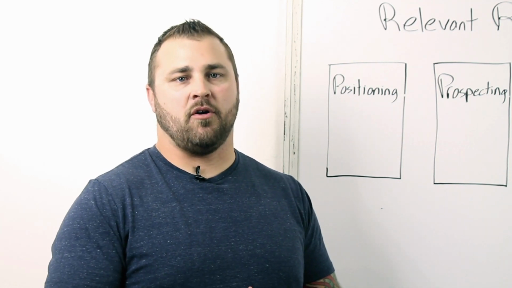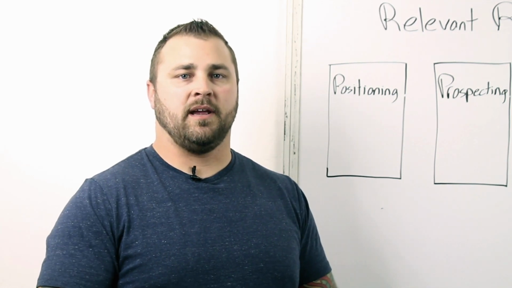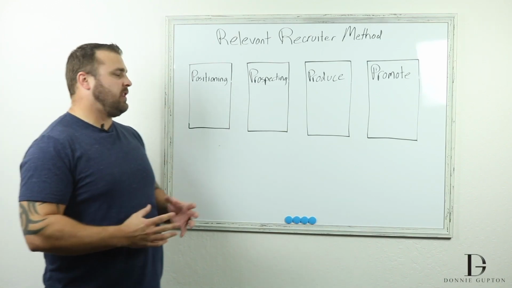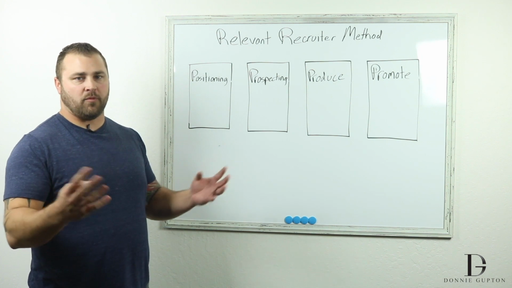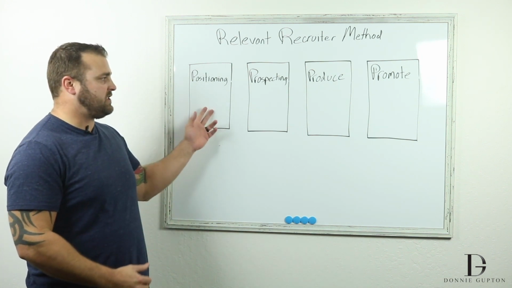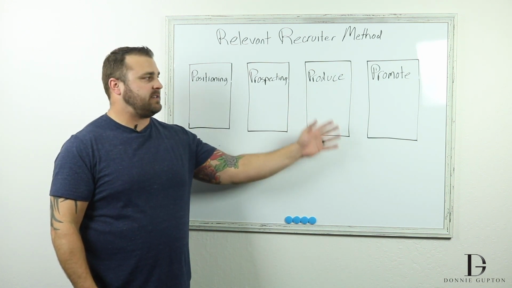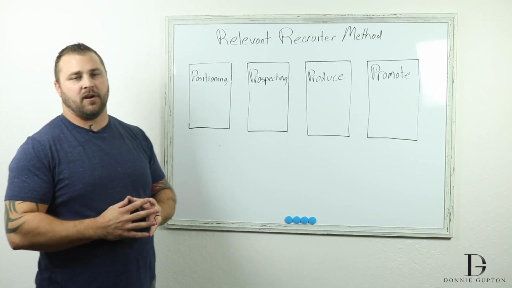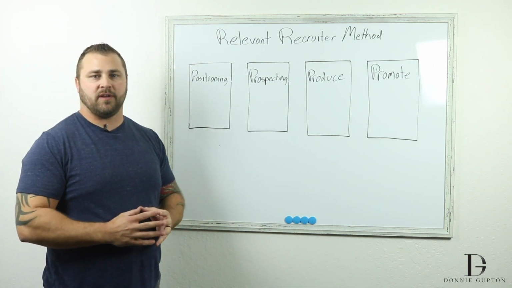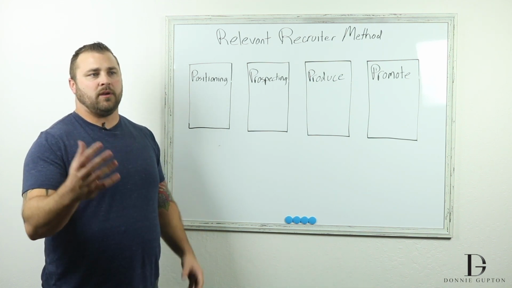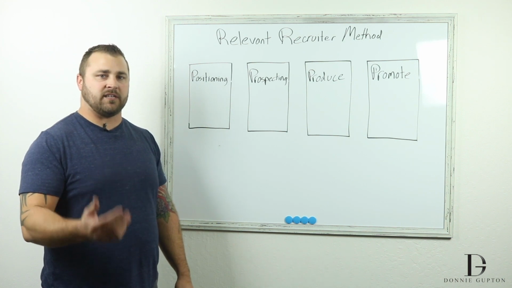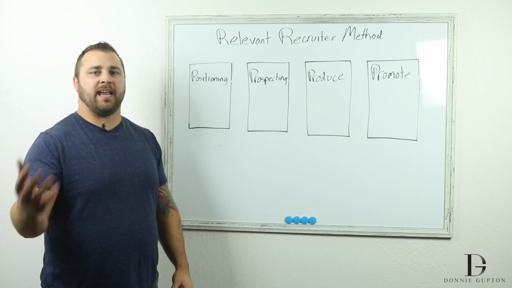And in this video, I'm gonna go over the relevant recruiter method and how it can impact your business. So with the relevant recruiter method, we have the 4 P's of marketing. We go through positioning, prospecting, producing content, and promoting your business, okay? So the first thing that we need to get crystal clear on is how you're gonna position yourself in the marketplace. So that starts with clearly defining who your target customer is or who your target candidate is.